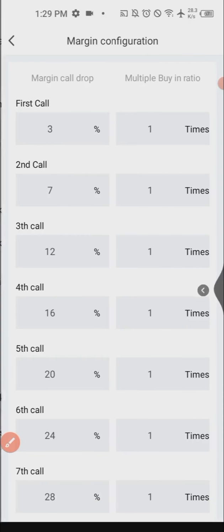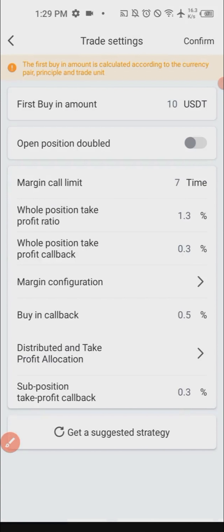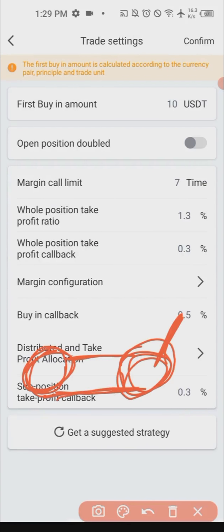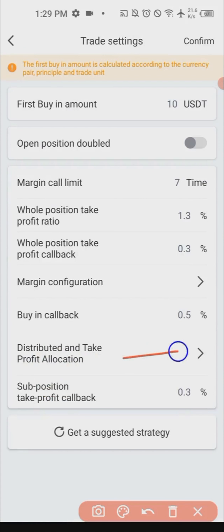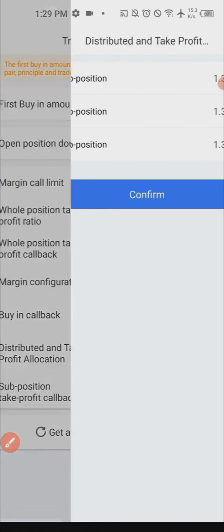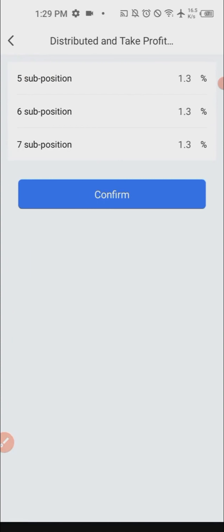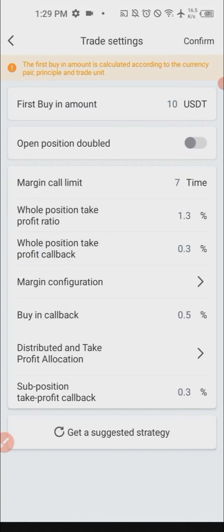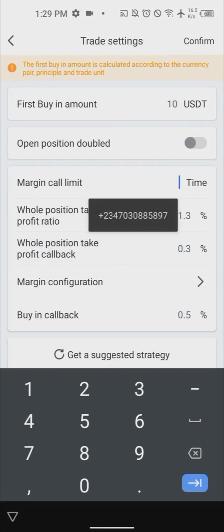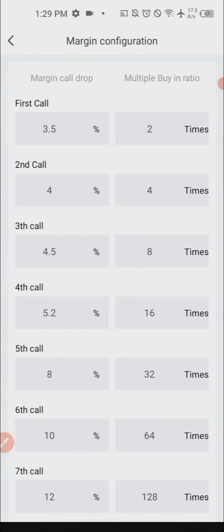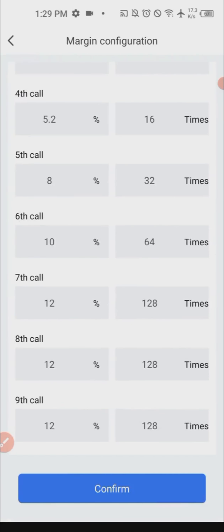So let us now go to another advanced setting that is very interesting. This is the distributed take profit allocation. What this does is very simple. Remember, we are using nine margin calls. Now, for the first, oh, I didn't confirm. Okay, I click on confirm.